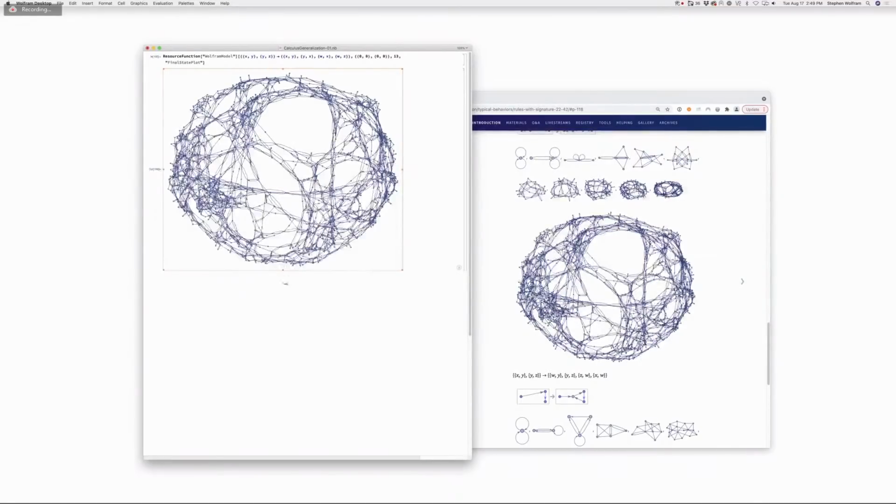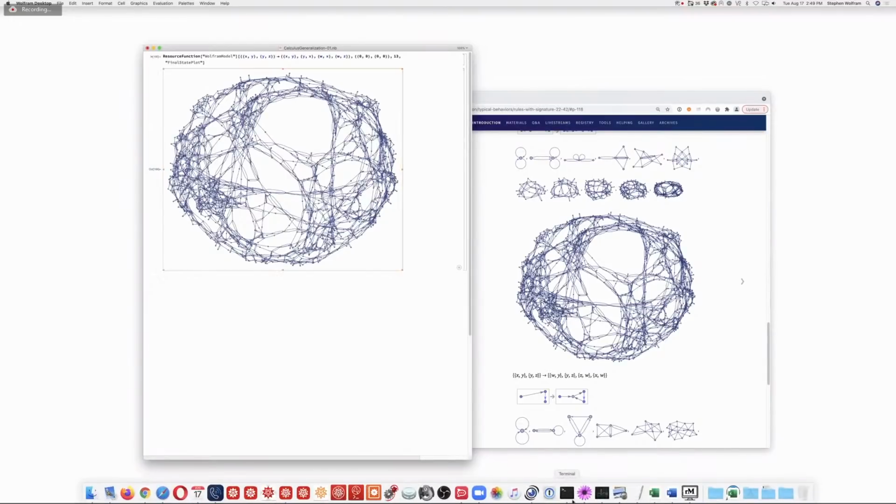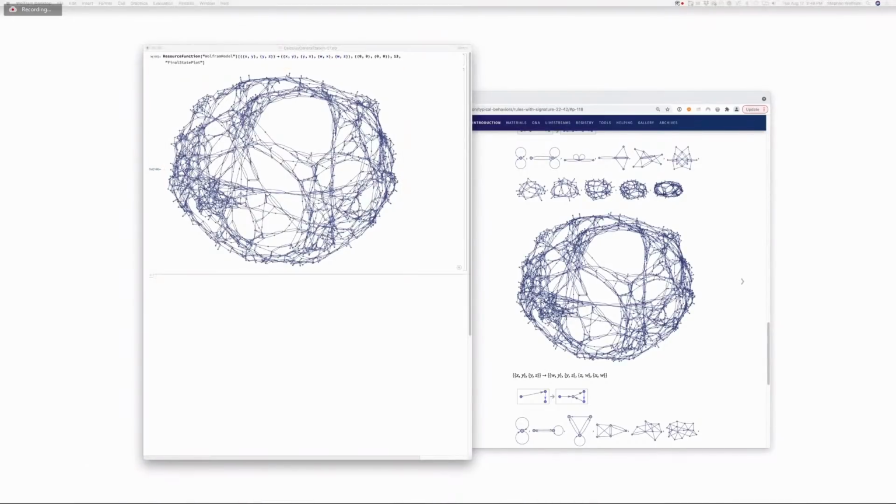I don't know why this is so slow, but something weird is going on with my computer. Let me try and resolve that.